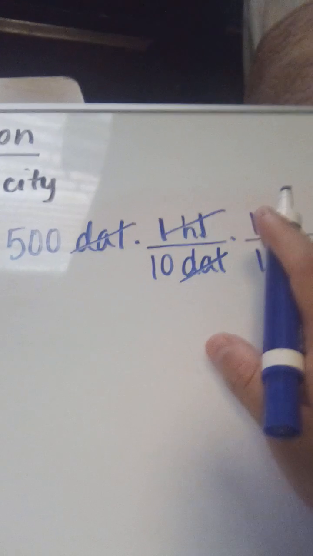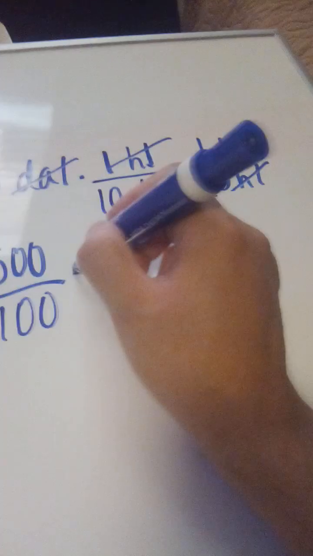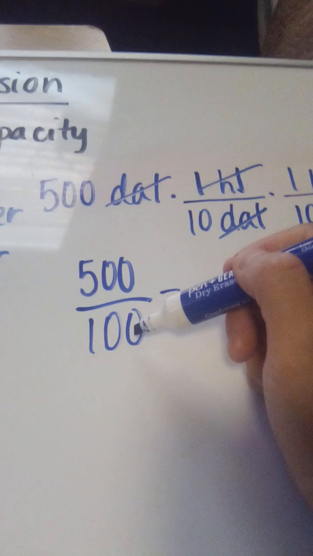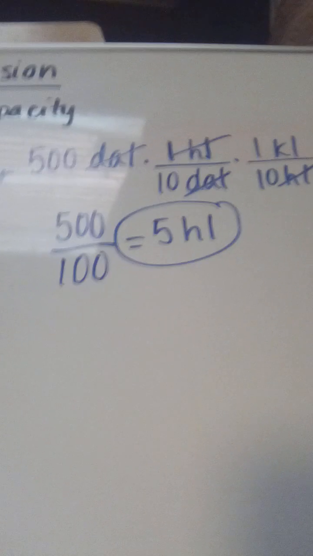Now what we can do is cross out the common units. And we're focusing on the top. We're going to do the numerators first. It's 500 times 1, 500. 10 times 10, 100. And then 500 divided by 100 is, I believe, 5. And don't forget to put your units. 5 hectoliters. It's almost similar to the last problem.